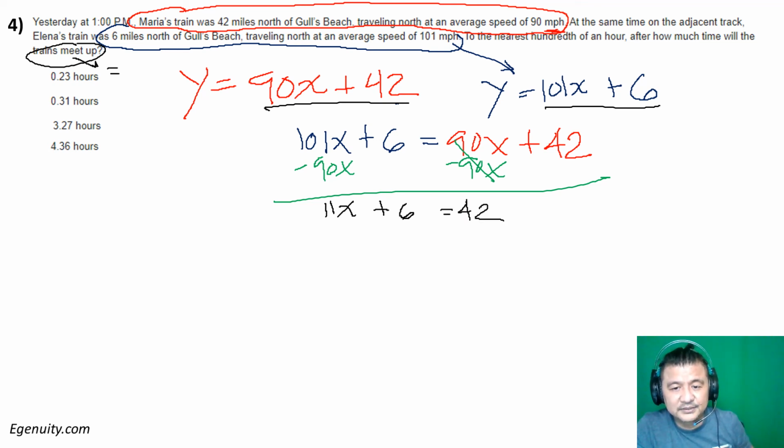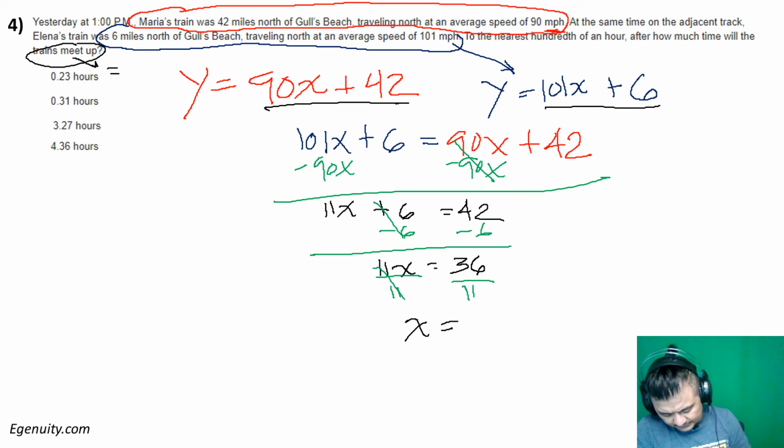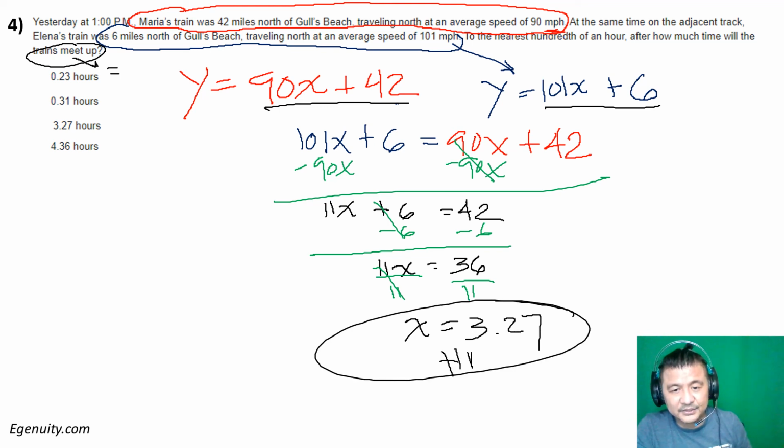Okay, let's get rid of the plus 6, minus 6, minus 6. That cancels out. So the remaining would be 11x is equal to 36. Okay, divide by 11, divide by 11. X is equal to, if you get your calculator, 36 divided by 11, you will get 3.27, and that's the number of hours. Look at the choices. There you go.